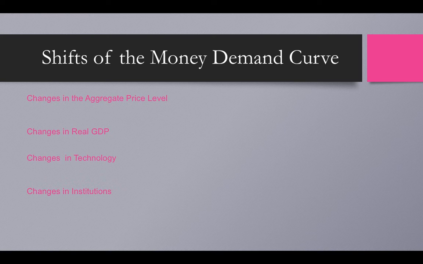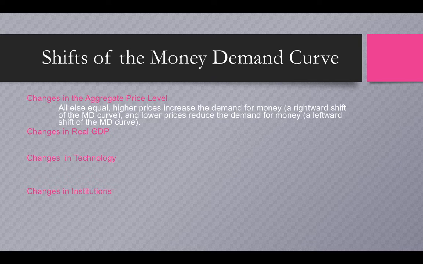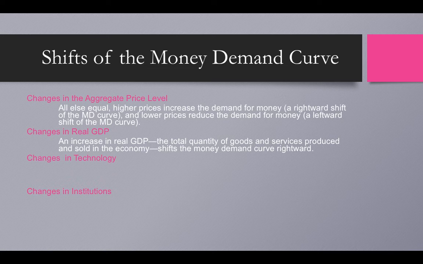So there are four things that shift the money demand curve. The first is the aggregate price level. Think about it. If everything in the country starts to become more expensive, what do people need? They need more cash to buy things that are expensive. So the entire demand curve would shift to the right. And if prices go down, the demand curve is going to shift to the left. Next, changes in real GDP. An increase in real GDP is going to shift the money demand curve to the right because more people are buying goods and services at every price level.